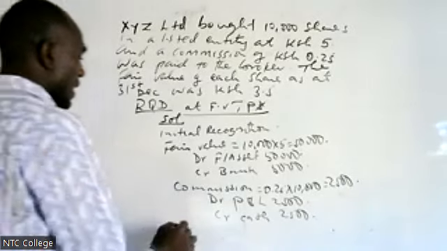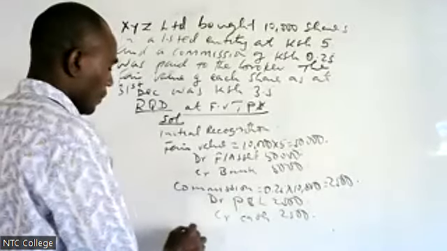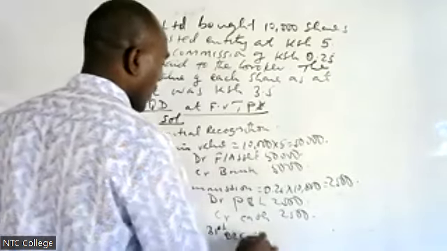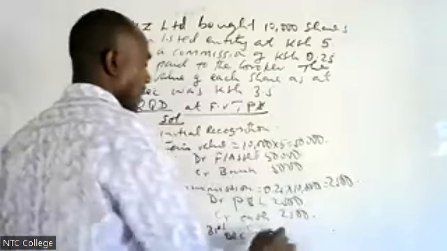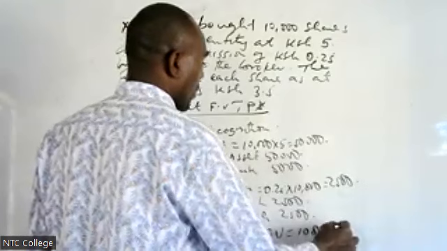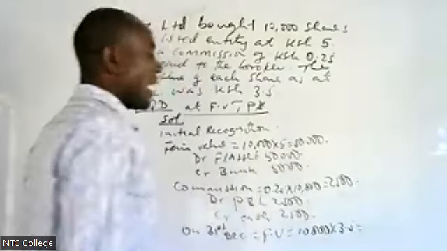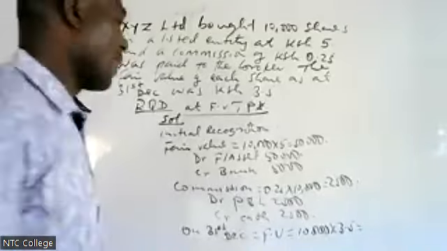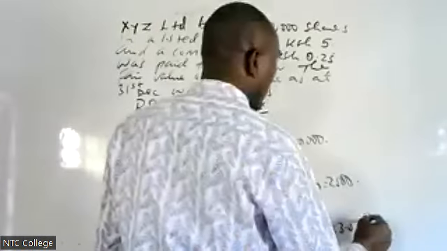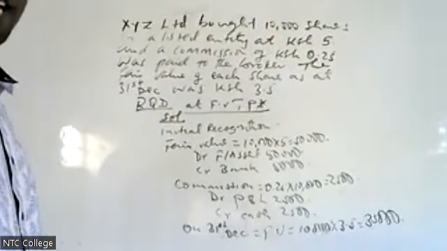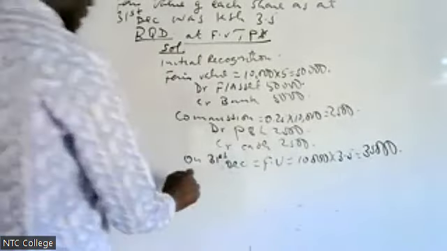Now, on that 1st December, the fair value of this instrument will be equal to 10,000 times 3.5. The share has reduced in value, it's now 3.5. Therefore, I'm recognizing 35 as the fair value at the end of the year. Therefore, we have a loss.